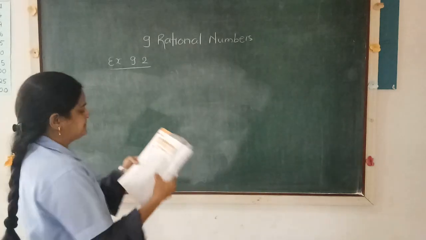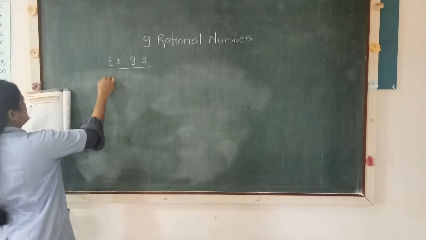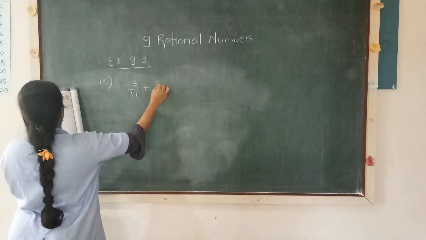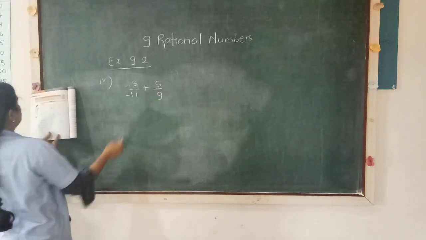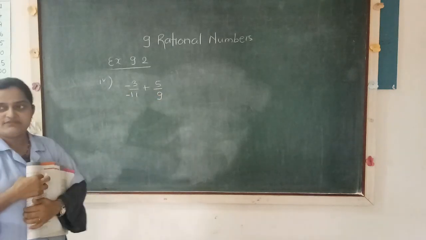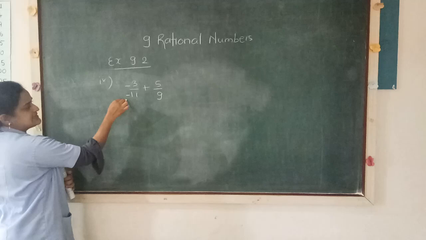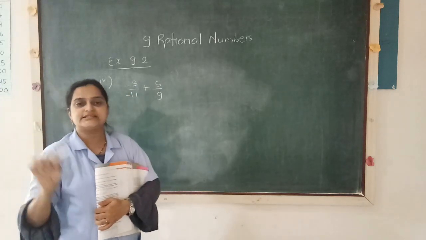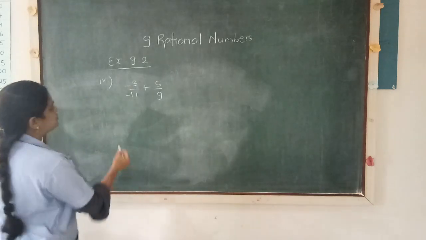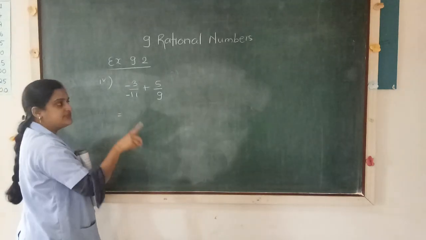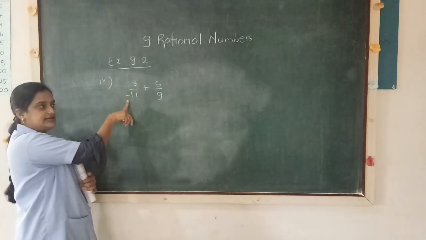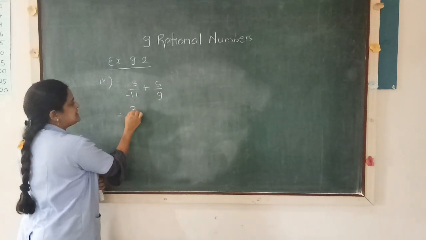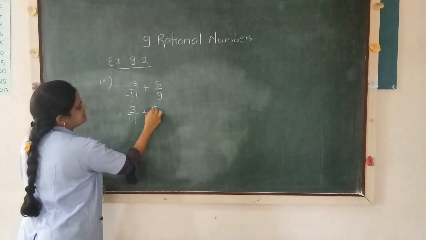Now see here, the fourth example is given like this: minus 3 upon 11 plus 5 upon 9. Sorry, minus 3 upon minus 11 plus 5 upon 9. Now you can easily see that this rational number is not in its standard form. So what you should do first is write it in standard form. How can I write it in standard form? If both the signs are negative, you can easily say that it is a positive rational number.